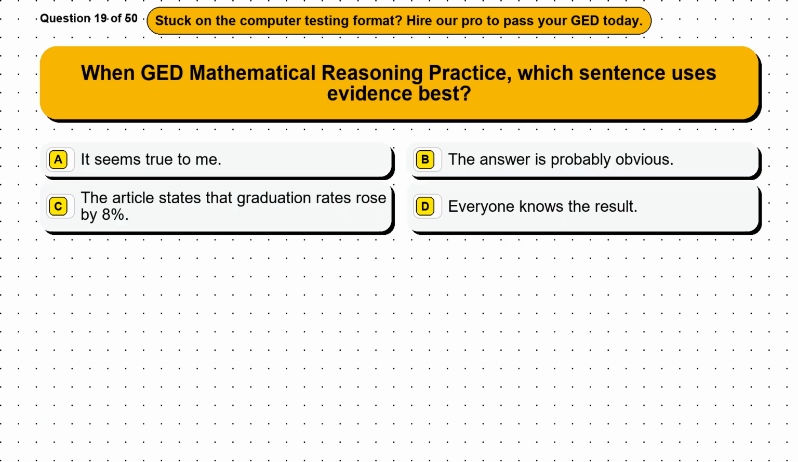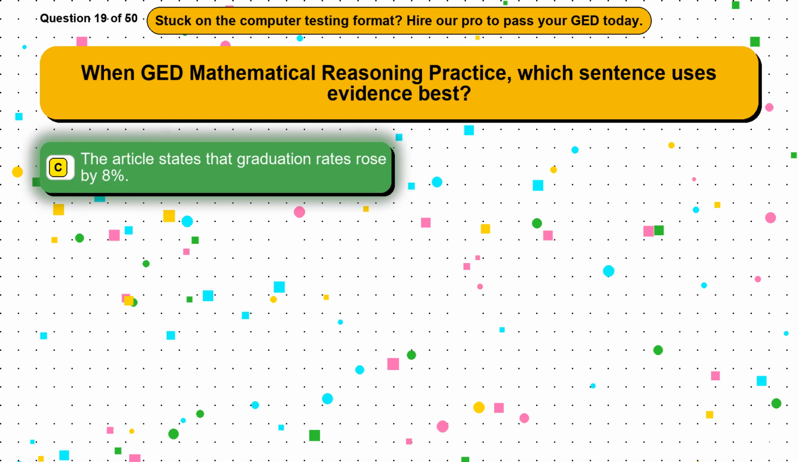Question 19. When GED mathematical reasoning practice, which sentence uses evidence best? Option A. It seems true to me. Option B. The answer is probably obvious. Option C. The article states that graduation rates rose by 8%. Option D. Everyone knows the result. The correct answer is option C.